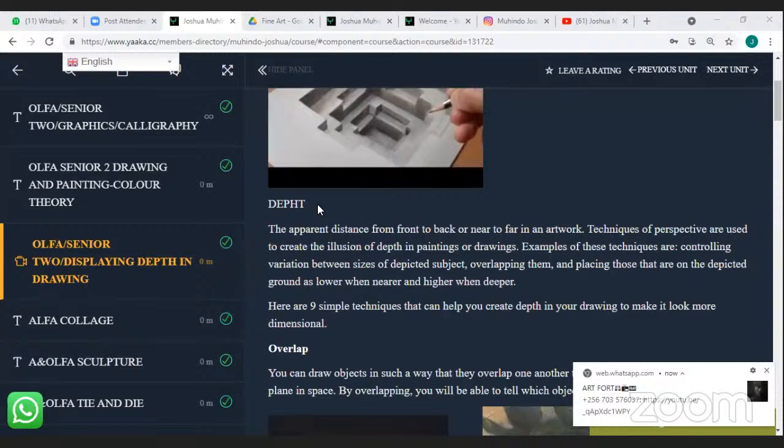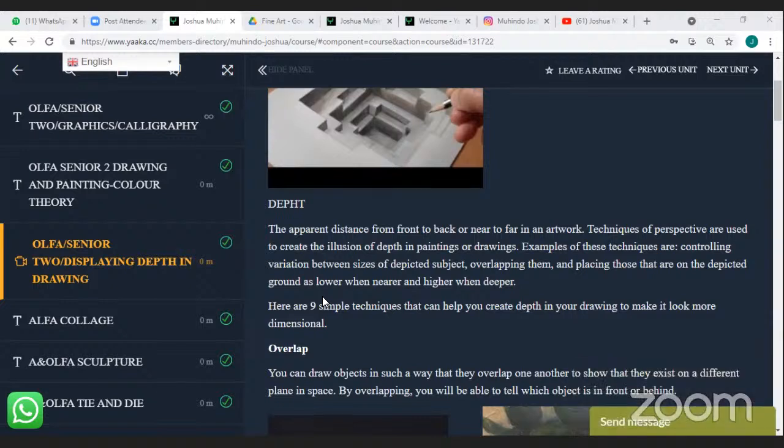Yes, thank you for that. Basically today we are going to be going through the 9 simple techniques that can help you create depth in your drawing to make it look more dimensional. Do you have a clue on the word dimensional, three-dimensional? Yes, Shania.